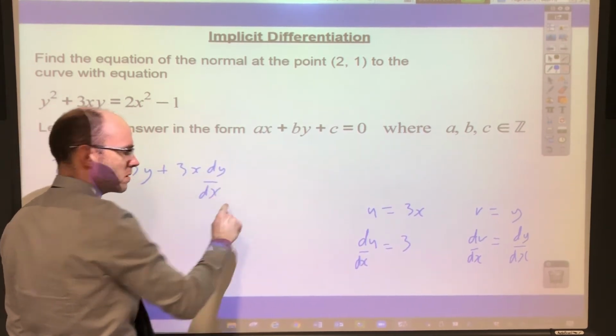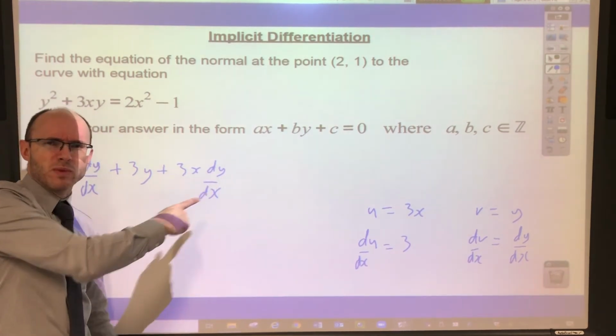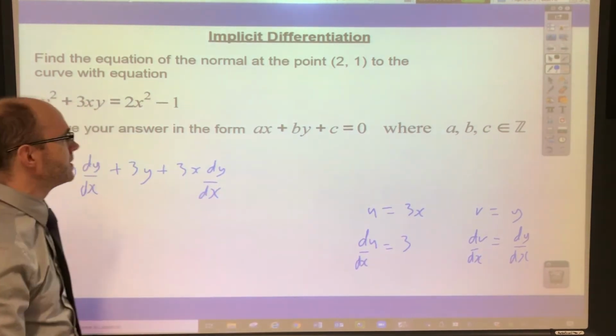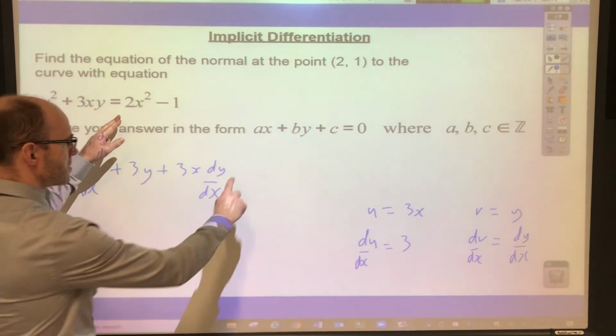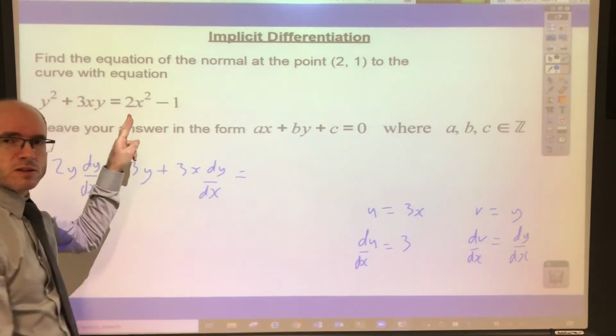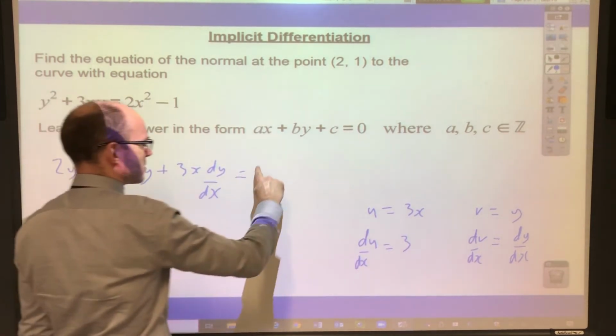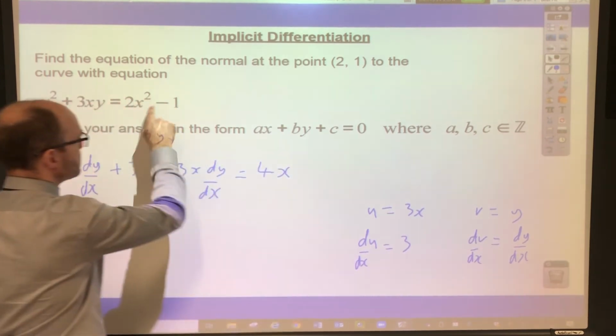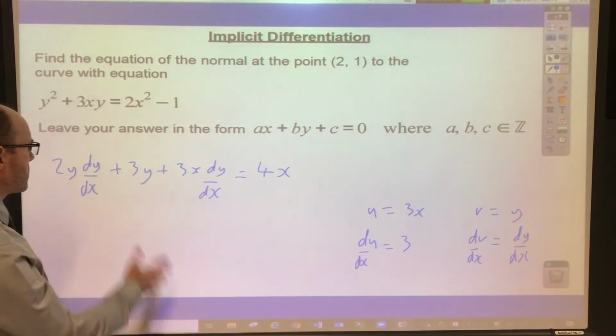Some of you might have been able to just write that down without the working, in which case that's fine. All right. And then equals, and then differentiate that with respect to x, so that's going to be 4x, and that's just going to be 0, isn't it? Okay. So we've got that.